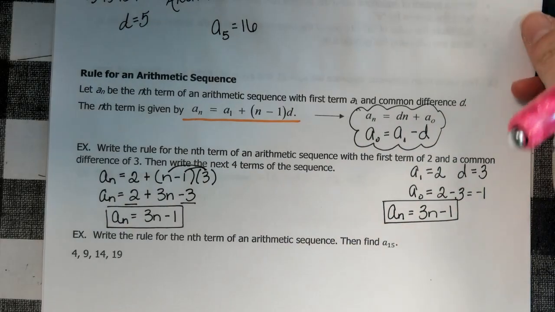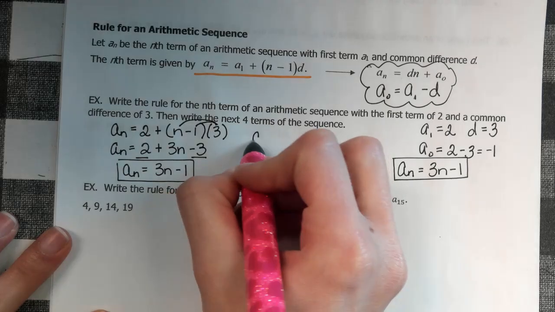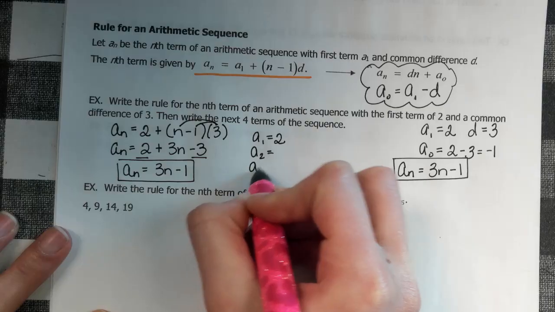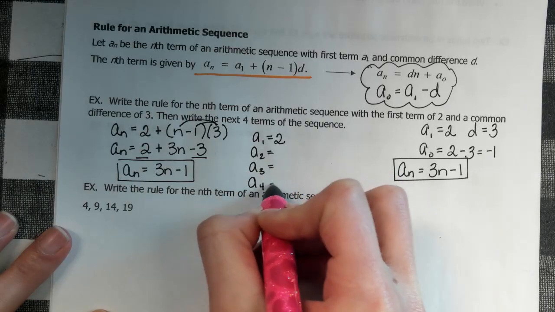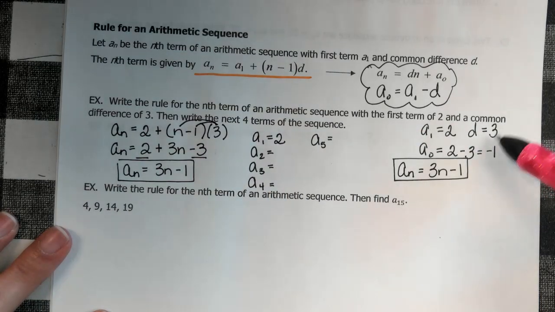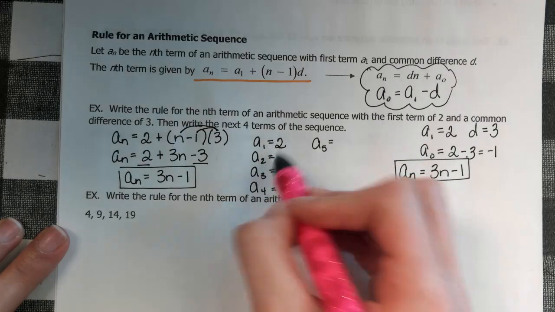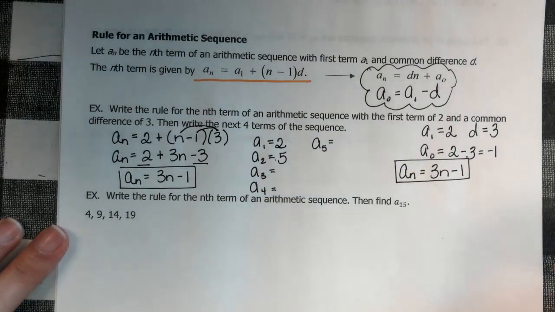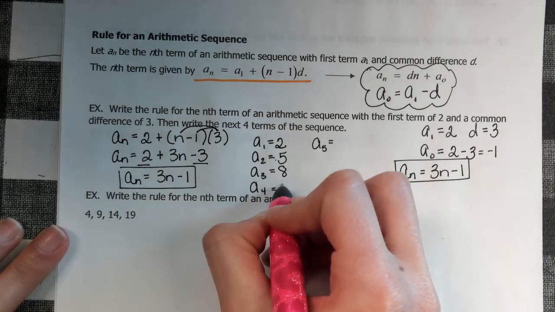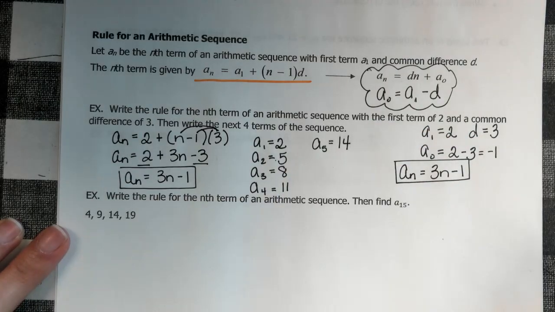Now it says write the next 4 terms of the sequence. So if A1 is 2, then I'm finding A2, A3, A4, and also A5. Well, if my common difference is 3, that tells me I'm adding 3 each time because it's positive. So if A1 is 2, what's A2? 5, because I would do 2 plus 3. So if A2 is 5, what's A3? 8. What's A4? 11. And A5? 14. Very simple. We good with that?